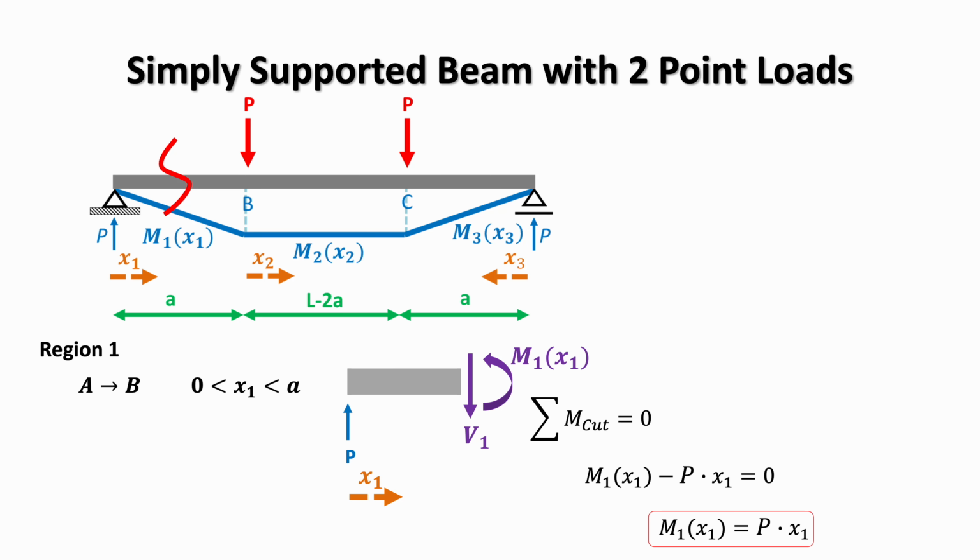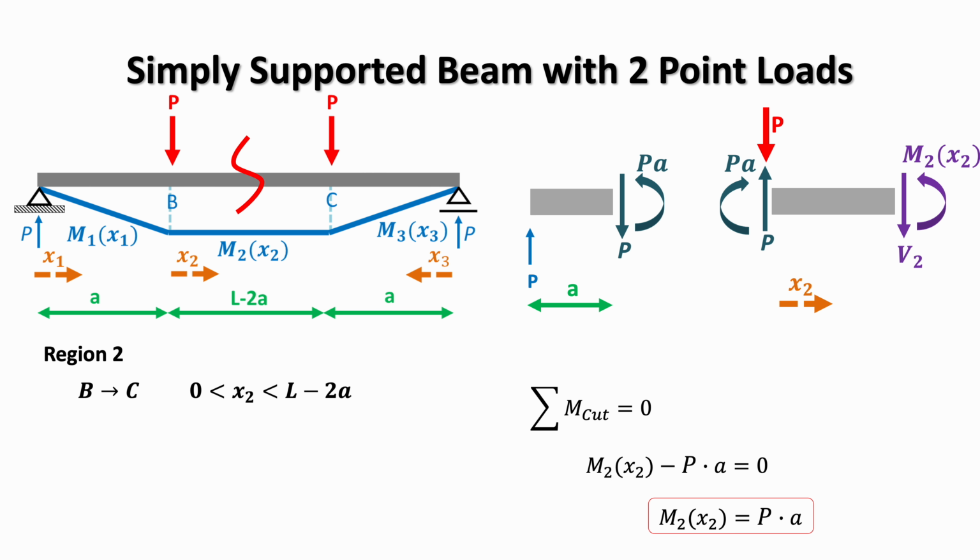The forces acting on the section are the vertical reaction P at A and the internal shear force and bending moment at the cut. We take moments about the cut section to eliminate the internal shear force, and applying moment equilibrium gives us that M1 minus P times x1 equals 0. Rearranging, the bending moment in Region 1 is M1 equals P times x1. This expression is valid for x1 from 0 to a, and will be used next to obtain the slope and deflection in Region 1.